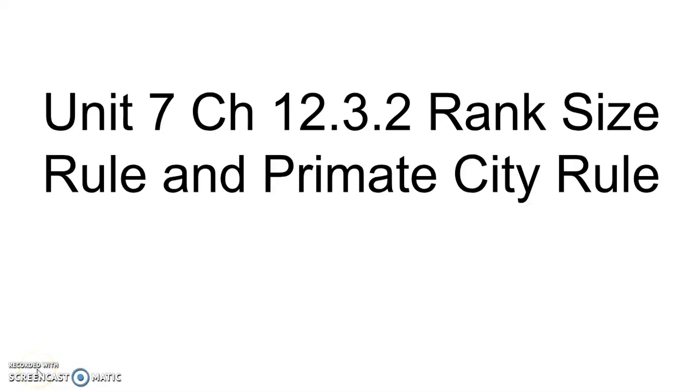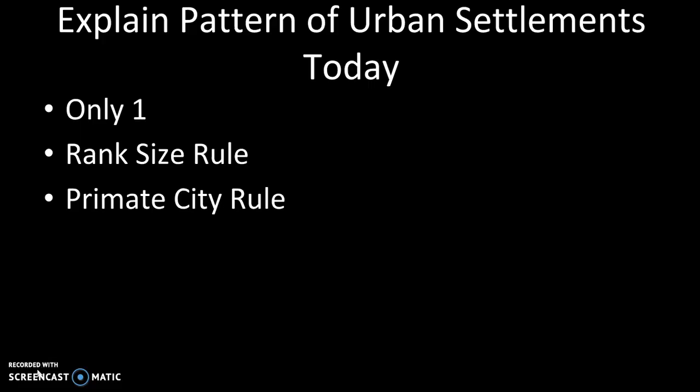Miss Levy here. We are here to talk about 1232, rank size rule and primate city rule. This is explaining the distribution of settlement size and city rankings in terms of size throughout a country. When we talk about the pattern of urban settlements today, a country can only fall under one of these two theories. They can either be rank size rule or they can be primate city rule. They cannot be both. And we'll see why when we look at the definition. By definition, they cannot be both.